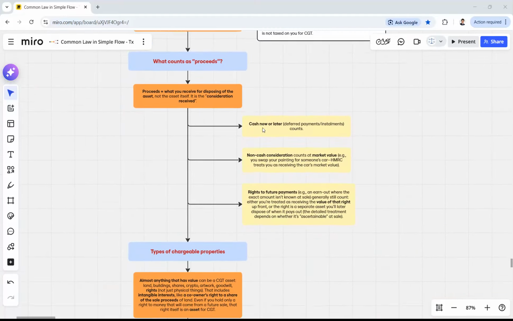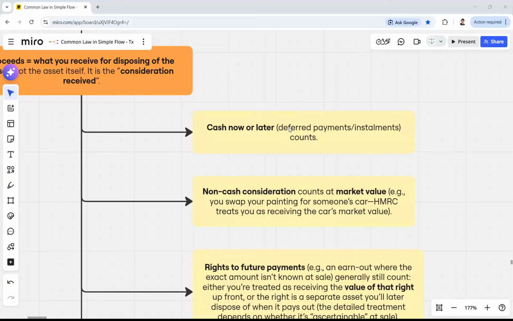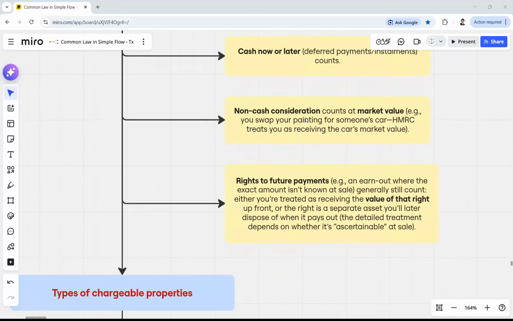We can have several types of proceeds. Cash now or later, deferred payments, installments do count as well. So later payments, which are deferred payments or paying in installments every month, will also count as proceeds. Non-cash consideration counts at market value.